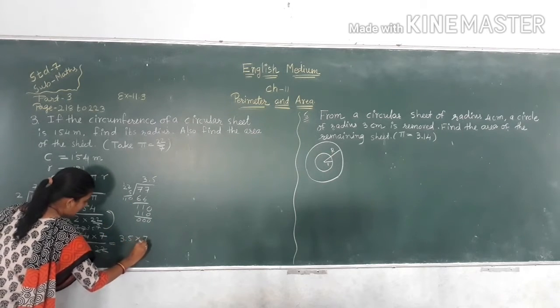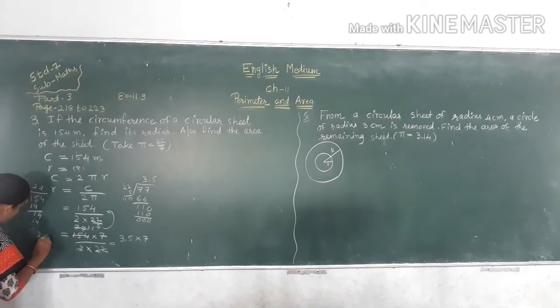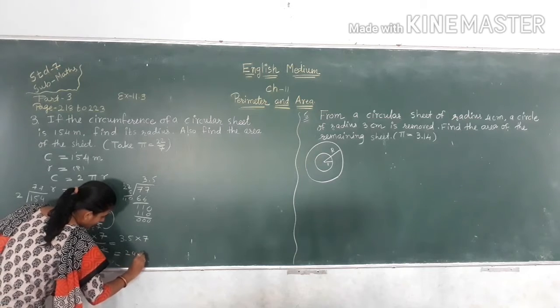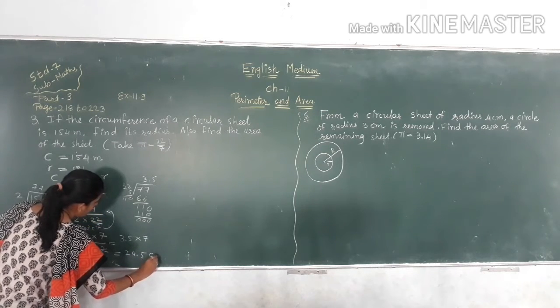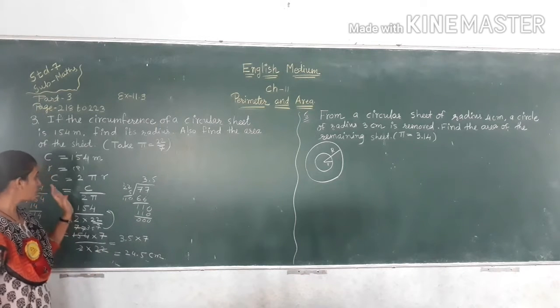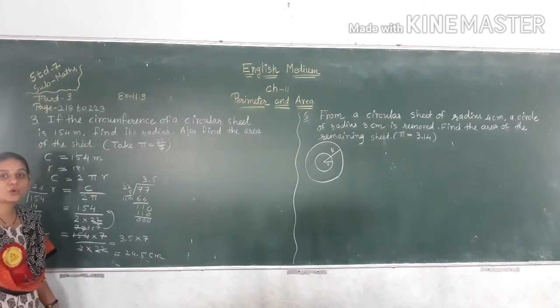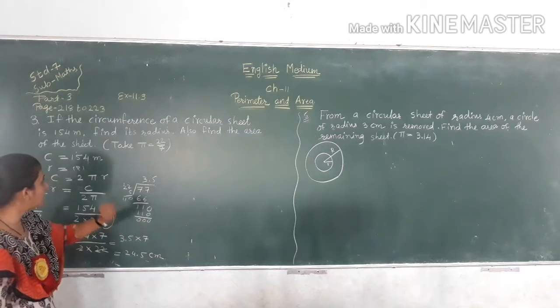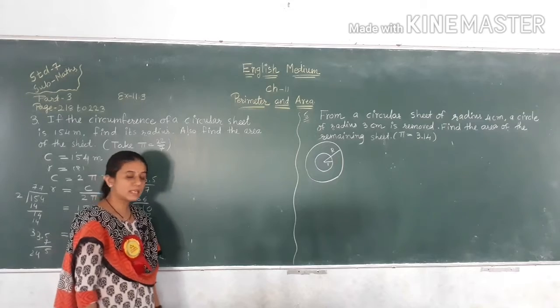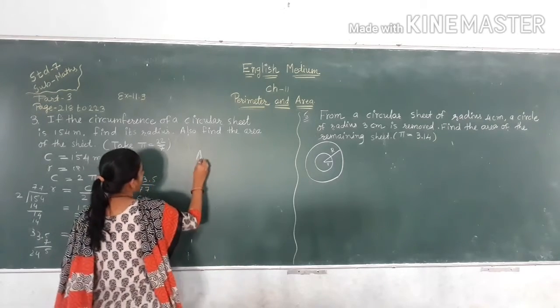3.5 multiply here 7. Now 3.5 multiply with 7. 7 5s are 35 carry 3. 7 3s are 21, 22, 23, 24. So 24.5 centimeter. So radius is equal to 24.5 centimeter. Then also find the area of the sheet.